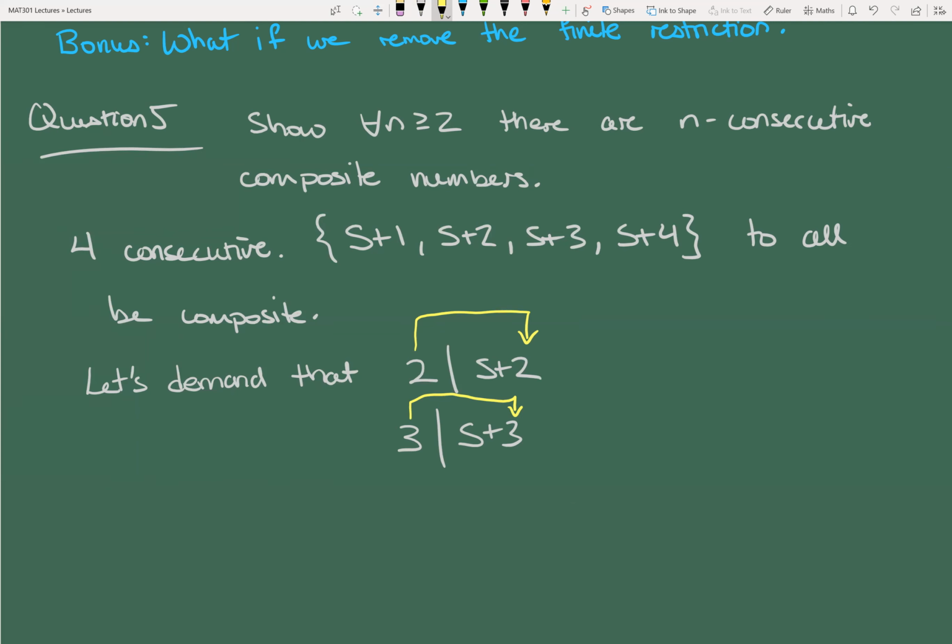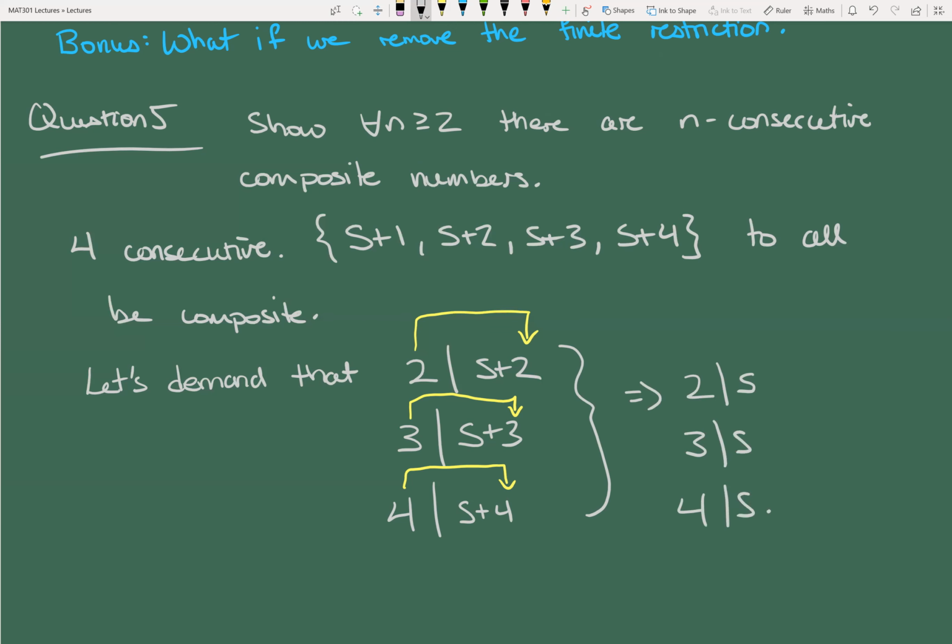And so what I'm trying to do here, everyone, is figure out what capital S should be, right? Because if I can figure out what capital S should be, then I'm in the money. So same sort of thing, I'm going to demand that 4 divides s plus 4. And all of these conditions imply that 2 has to divide s, 3 has to divide s, and 4 has to divide s.